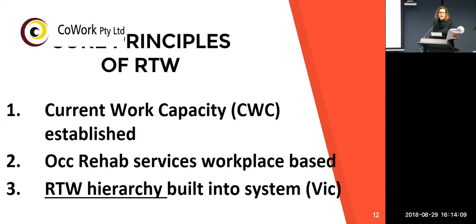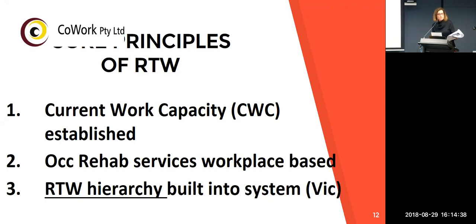These next two slides define the core principles of return to work, which apply across all jurisdictions and all countries. The emphasis and incentives may change accordingly. Establishing the current work capacity is the baseline. This happens through a medical professional, whether it's a GP, a physician, occupational physician, surgeon, but that's the core principle that all return to work is based from.